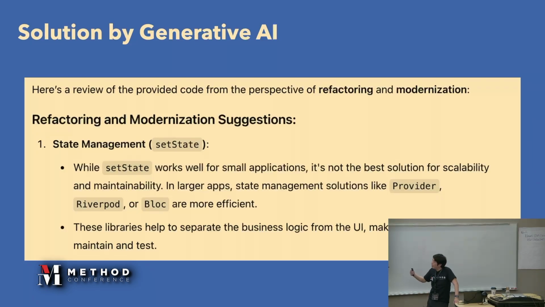So here is the answer by generative AI. Instead of using setState, you should use Provider, Riverpod, or BLoC. It's the answer by generative AI. By following this advice, we can easily modernize and refactor our source code like this. By following this source code, we can easily maintain our source code compared to before.